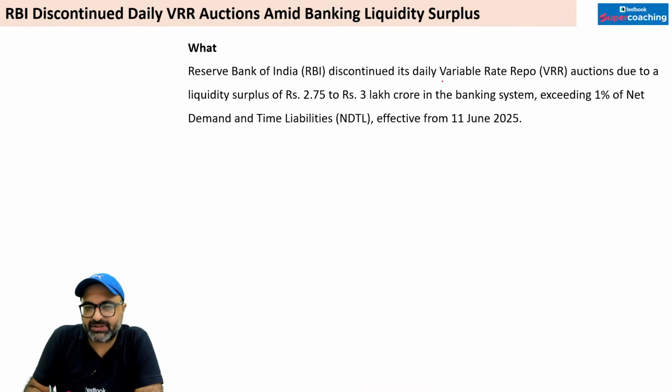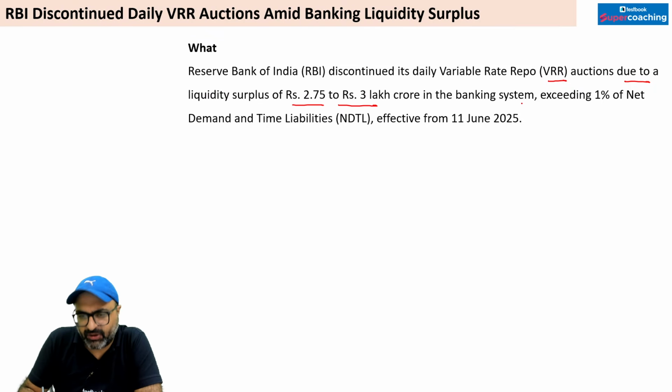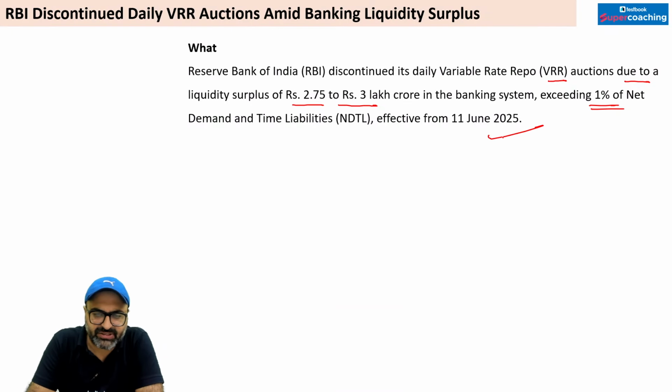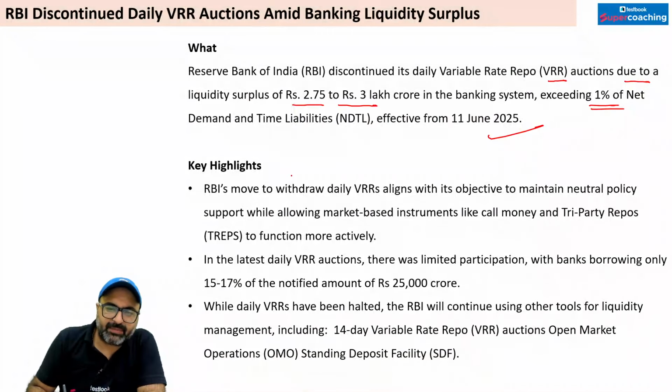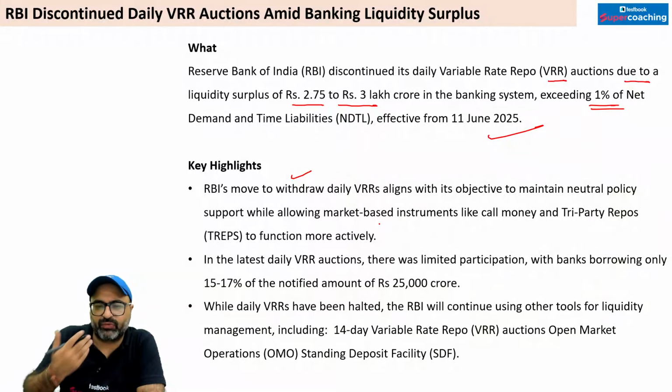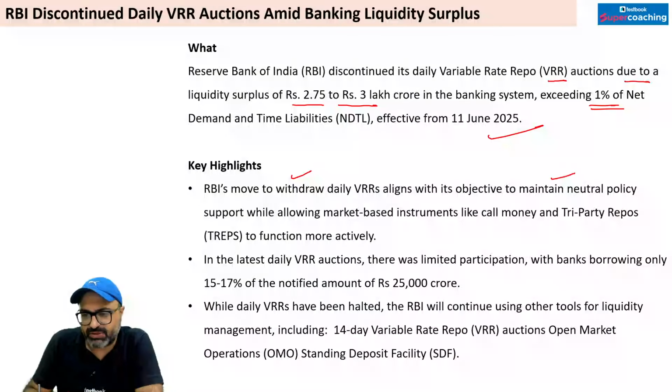Reserve Bank of India discontinued its daily variable rate repo auctions due to a liquidity surplus of 2.75 to 3 lakh crores in the banking system, exceeding 1% of NDTL, effective from 11th of June 2025. Why has this been done? Sir, RBI has moved to withdraw daily VRR to align with the objective of maintaining a neutral policy while allowing market-based instruments like call money and tri-party repos to function more effectively.